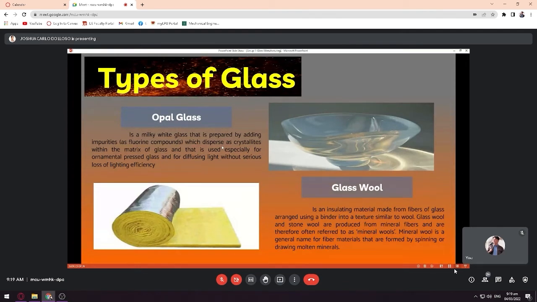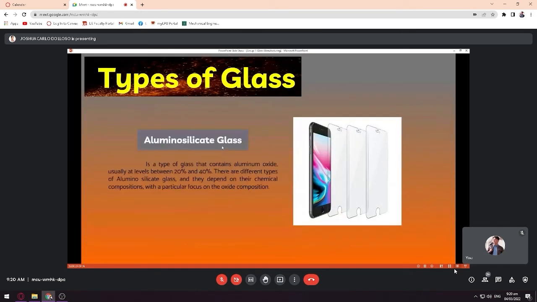It is an insulating material made from fibers of glass, arranged using a binder into a texture similar to wool. Glass wool and stone wool are produced from mineral fibers and are therefore often referred to as mineral wools. Mineral wool is a general name for fiber materials that are formed by spinning or drawing molten materials.